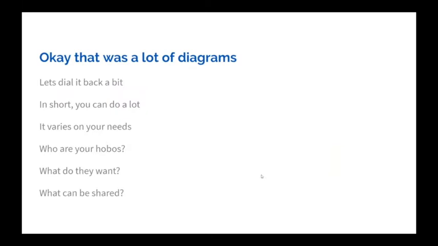All right, lots of diagrams. So you can do a lot. It varies on your needs. Find out who your hobos are. What are your teams? What are they doing? What do they want? What do they have that can be repurposed and really shared between all your teams to help them increase their maturity at an individual team level?